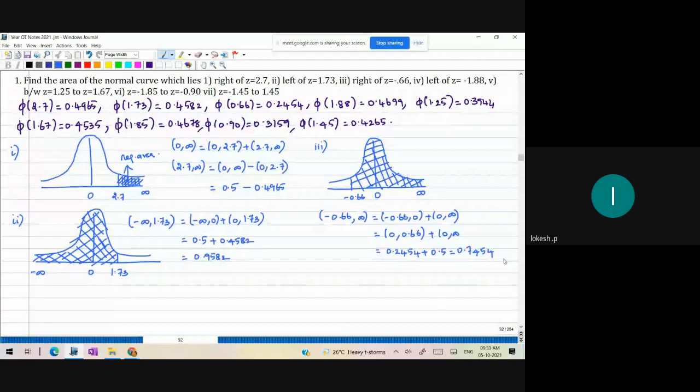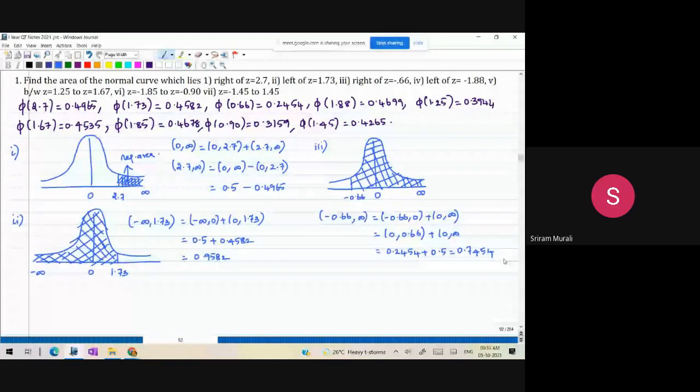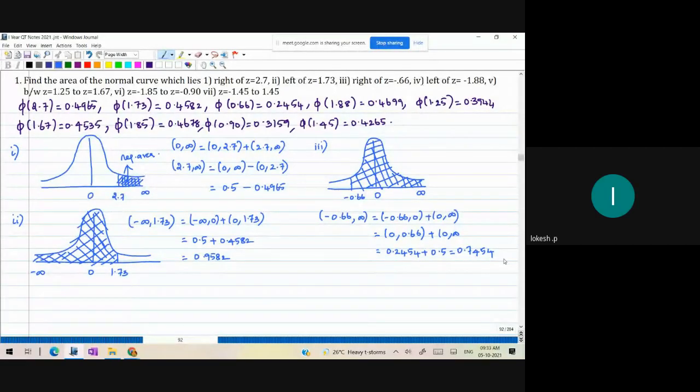Is that clear? Sir, why do we not keep the minus? Sir, I told you, area cannot be negative. Okay, sir. Area, distance, magnitude, length cannot be negative.